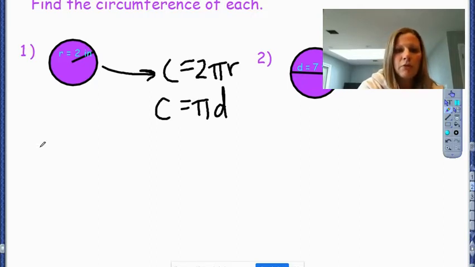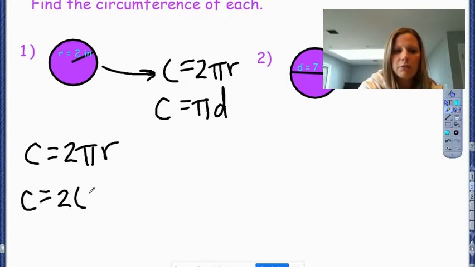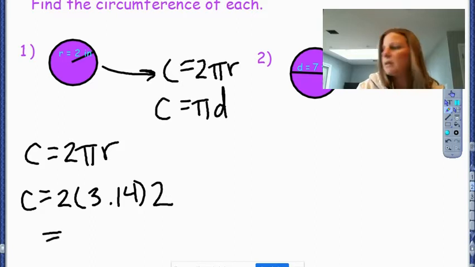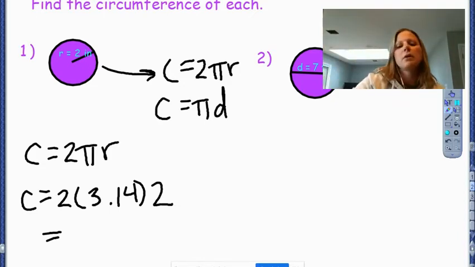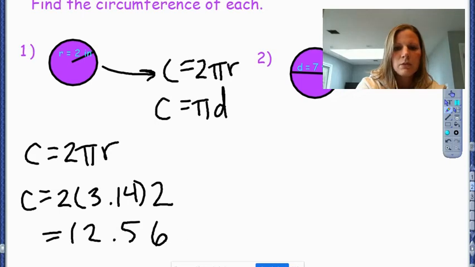So I start off by writing my formula, c equals 2 pi r, and all I do is plug in. So c equals 2 times 3.14 times 2. My radius is 2. In my calculator, I'm gonna do 2 times 3.14 times 2, and I'm gonna get 12.56 inches.